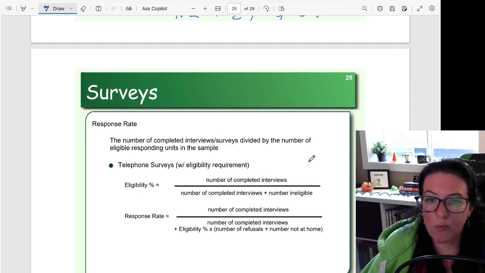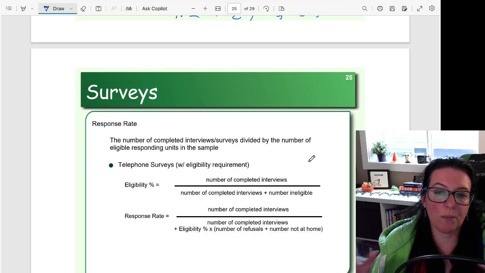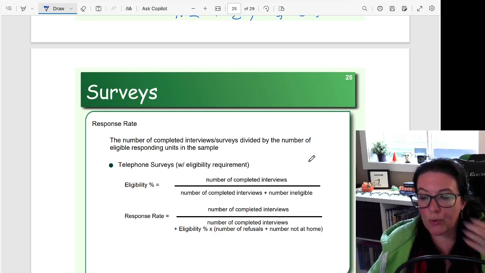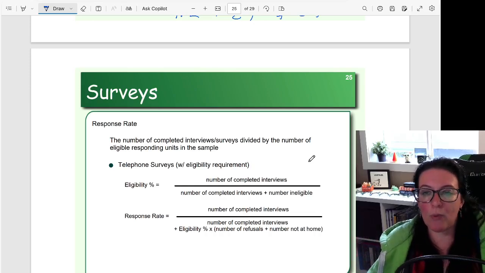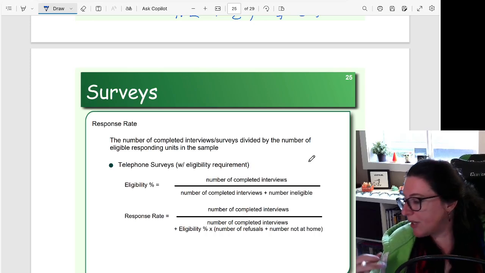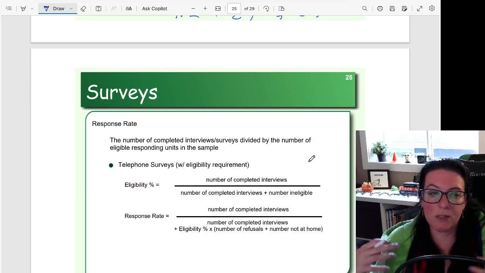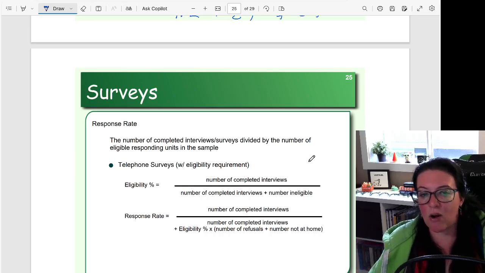So what if when you make your phone calls, for example, only a certain percentage of the people you phone would pass that screen question, who would have the relevant knowledge you're looking for? Then the calculation gets a little bit more complicated, because we need to take into consideration that not everyone we're trying to contact is eligible.